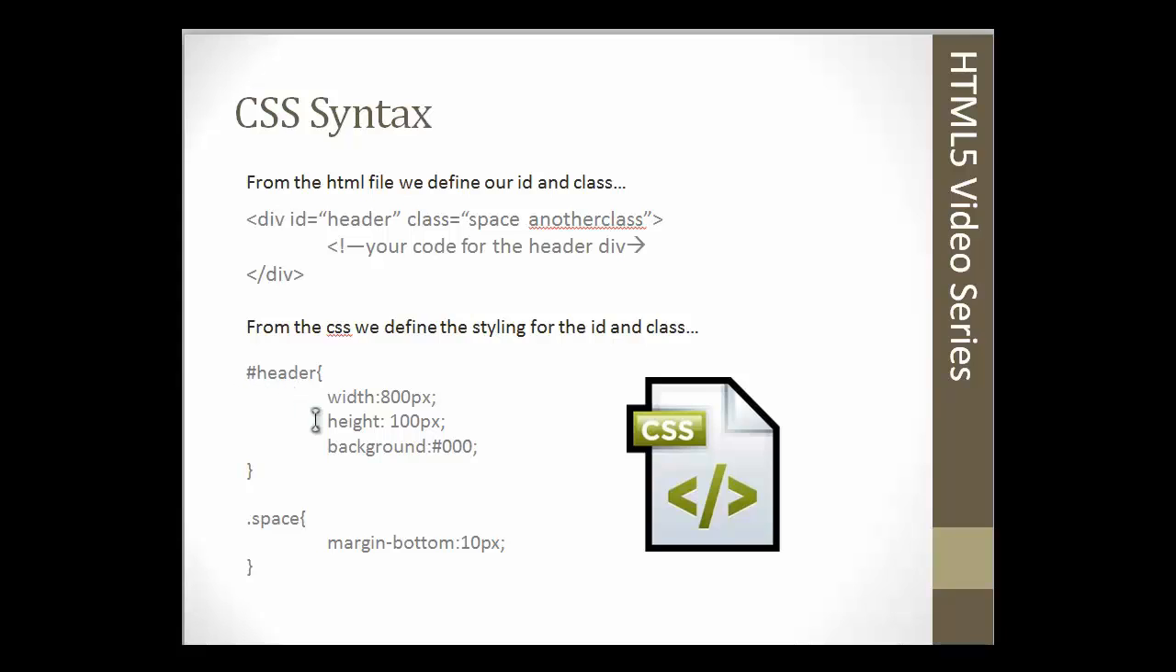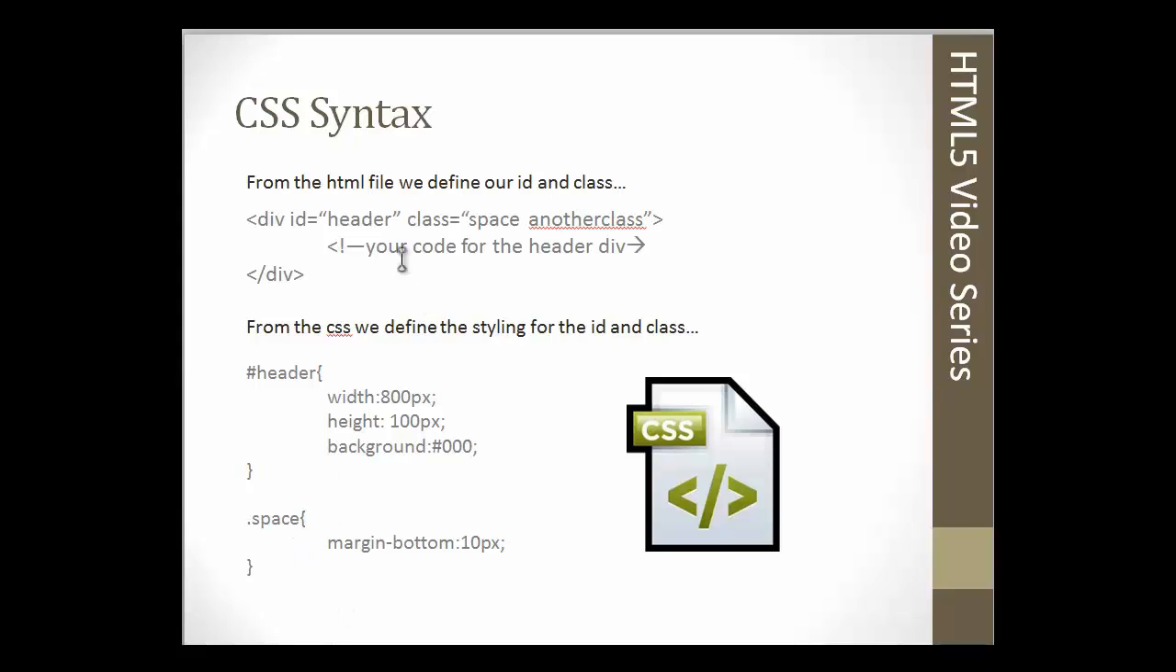So inside the header, we gave it the styling of width of 800 pixels. So whatever's in here is going to be 800 pixels long, and height of 100 pixels, so it'll be 100 pixels high, and then the background of black, this is the hexadecimal for black, and that means that everything within these tags is going to have a background color of black.